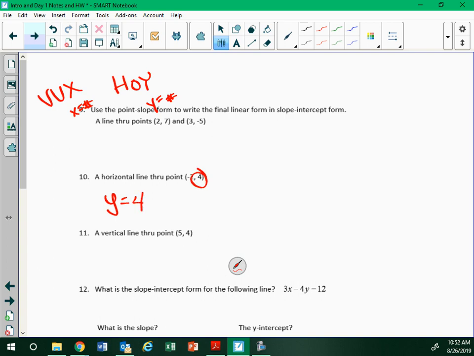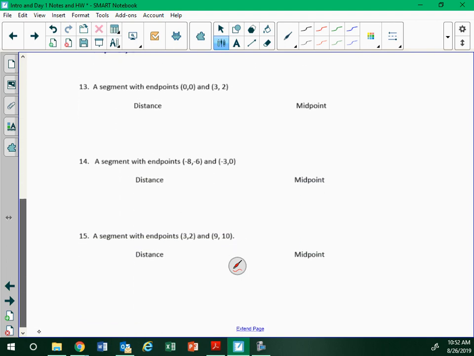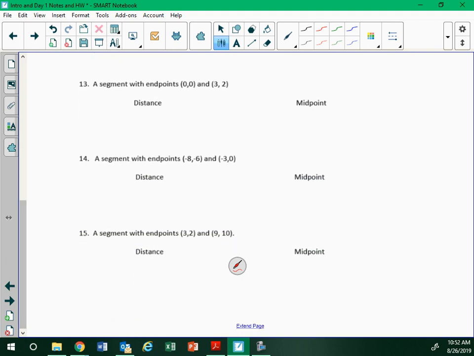So same thing for number 11 there, but that's just a reminder. That's how we would write those equations. Okay, let's go ahead and take a look at our distance and midpoint formulas. So I want to make sure we go and do a couple in class. Again, it's just algebra within our formulas, but they're new formulas.